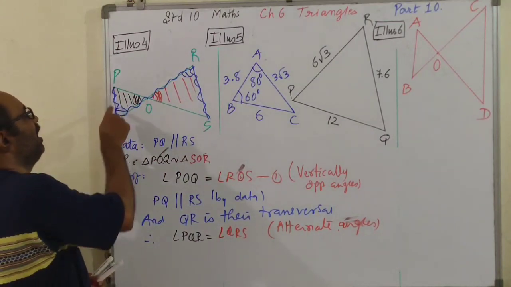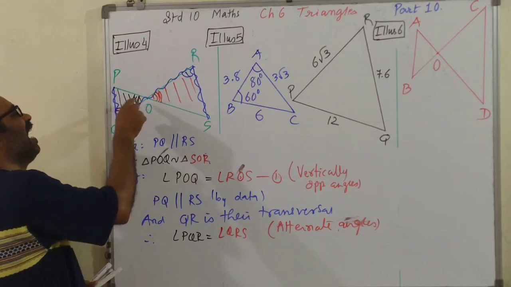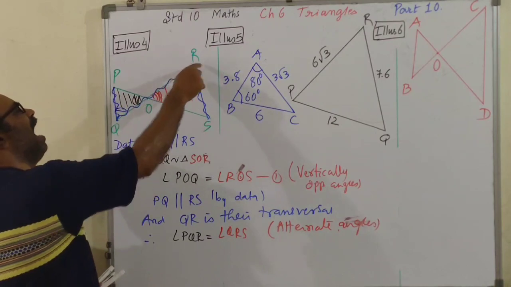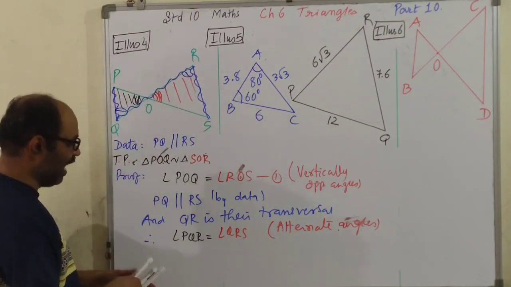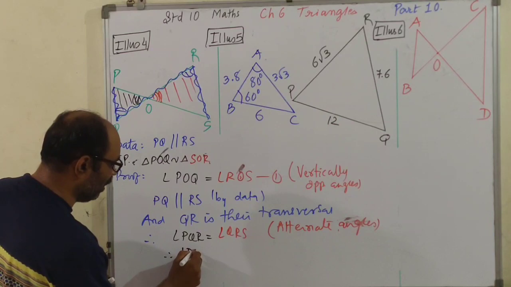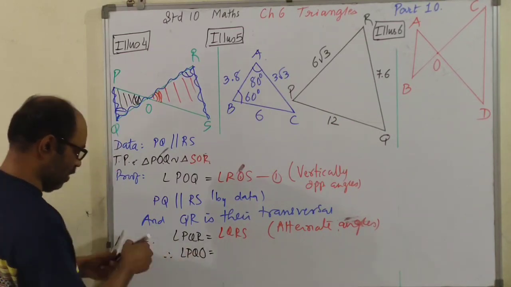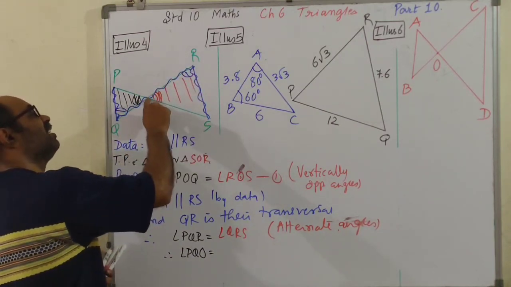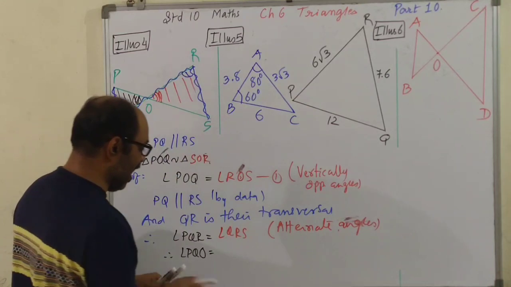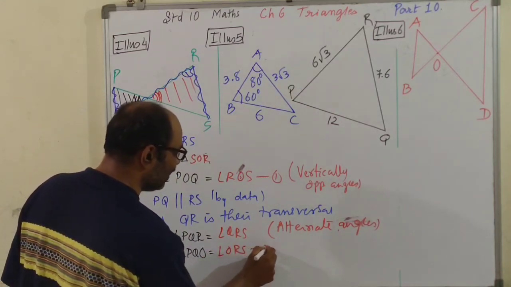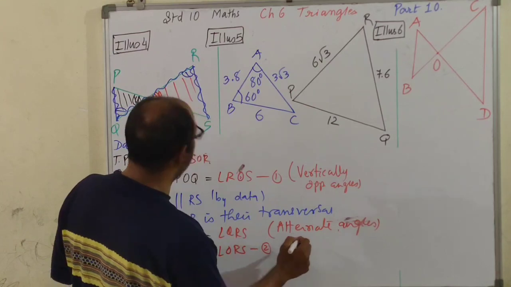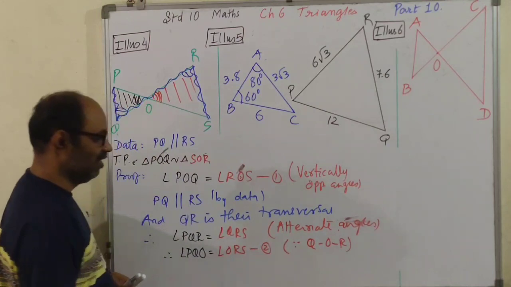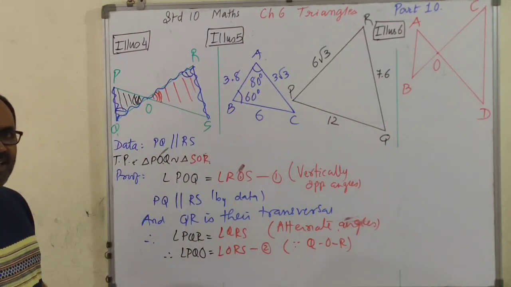But what we want is PQO. This black triangle's angle we need, not PQR. But you want PQO. PQR is PQO only. So that I am writing now. Therefore, angle PQO is equal to, instead of QRS, I can say ORS. Angle ORS. This is result number 2. Because Q dash O dash R. So two corresponding angles are equal.